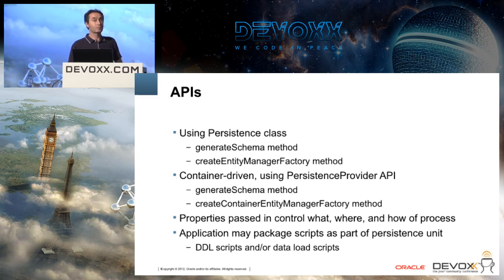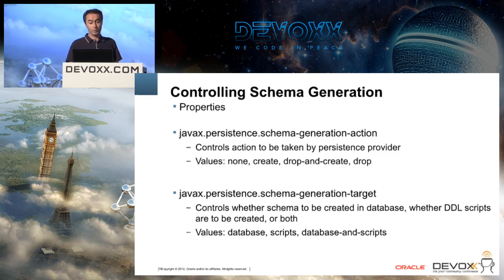So all the properties, and there's quite a few, like I say, will control how all this happens. So whether we create up front or create after the fact, and where we create to and from and what we use. And again, I mentioned before, you can package some DDL scripts, and we'll see how we can identify those scripts so that they're sourced properly and executed on the database when you boot up or when you create the schema. So here's the first of the few.